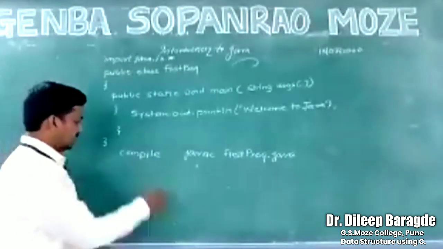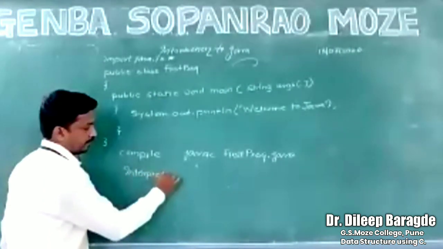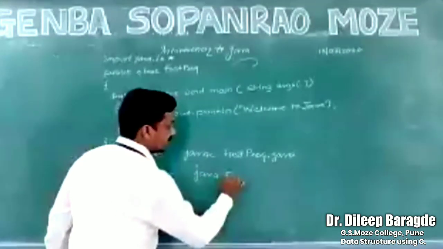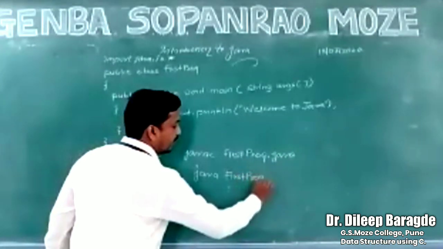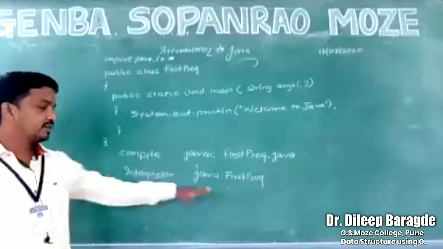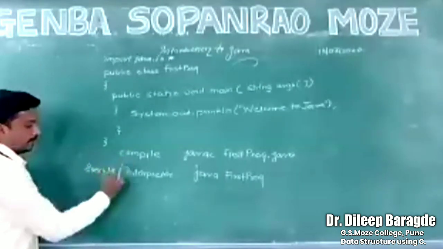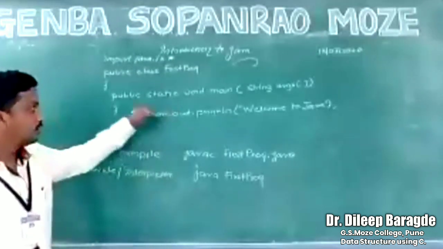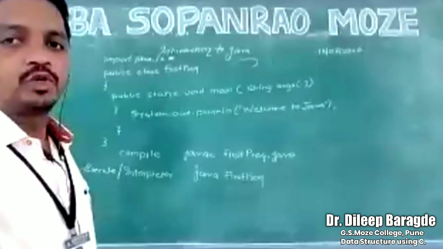And if I want to execute or interpret, java space the class name. After successful compilation, it will generate the class file, and we just have to write java space first program to execute. After successful compilation and execution, it will show the output.